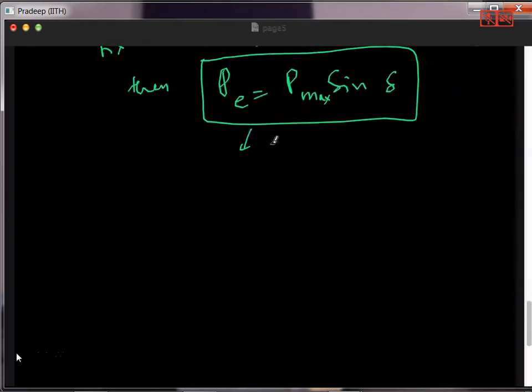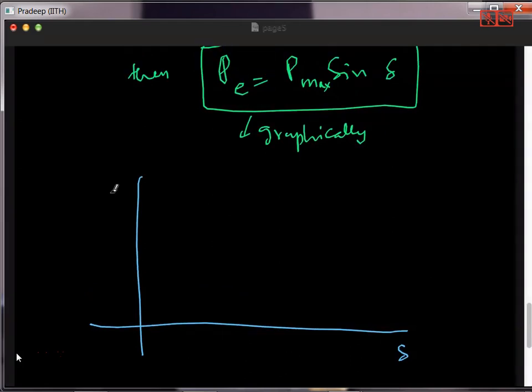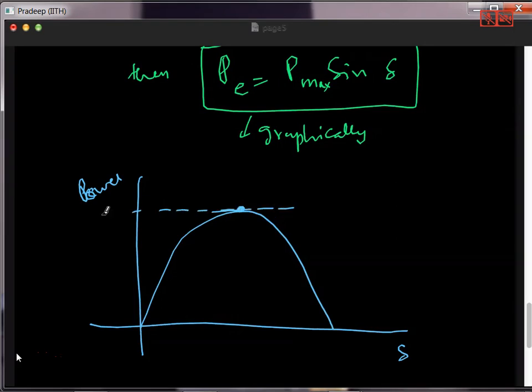Now this one I can show graphically. So how to show graphically? I have the x-axis, on which I will show delta. On the y-axis I will show P, or power. So sine delta looks like this. Some maximum value is there, that is P max, and depending on the delta it will be there. Now this value corresponds to 90 degrees and this value corresponds to 180 degrees.